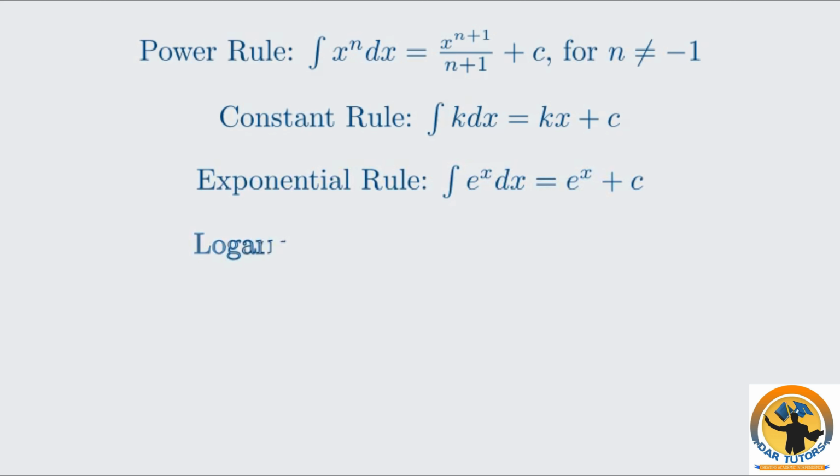The derivative of the natural logarithm of the absolute value of x is 1 over x. Therefore, the integral of 1 over x is the natural logarithm of the absolute value of x plus c. The absolute value is crucial because the logarithm is only defined for positive numbers, but 1 over x is defined for both positive and negative x.